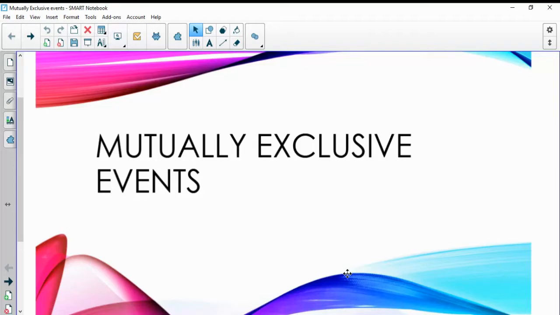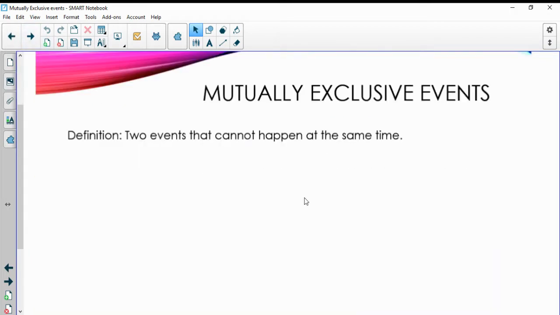Mutually exclusive events and what they are and what that means for probability. So you probably should write this down. Mutually exclusive events are two events that cannot happen at the same time.